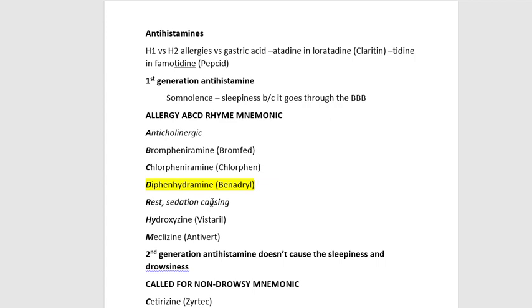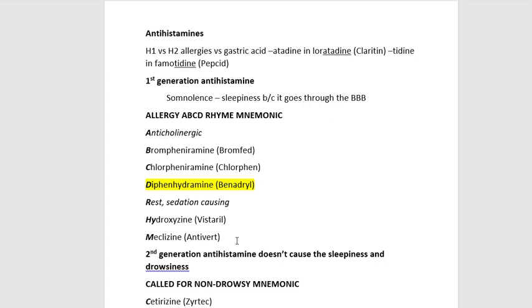So the R for rest or sedation causing to remind you of the side effect. The HY for hydroxyzine, and we really see hydroxyzine for itching and pruritus, things like that. And meclizine we really see for vertigo. But all of these are first generation antihistamines.